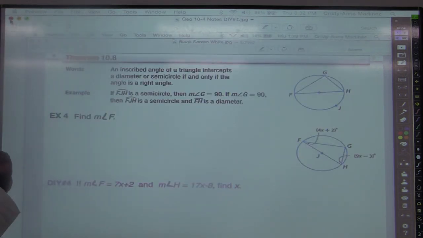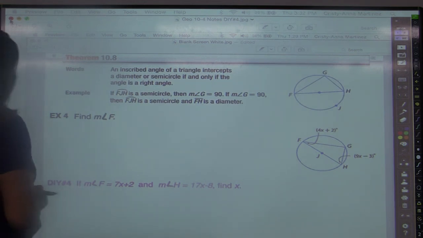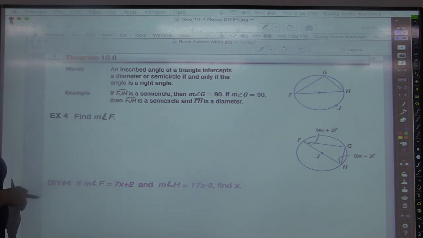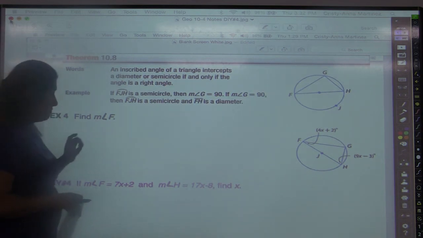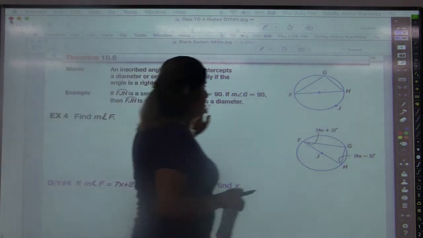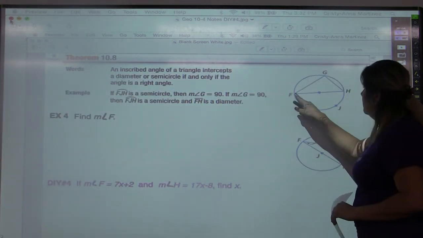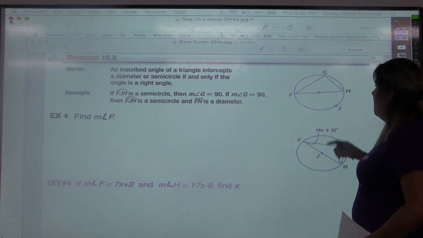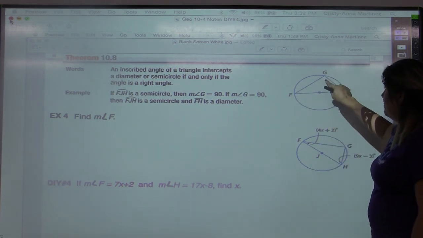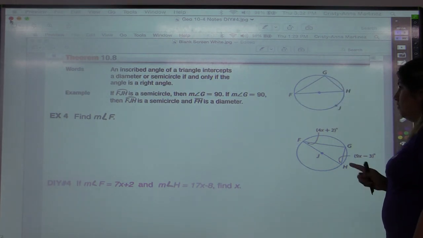Theorem 10.8. An inscribed angle of a triangle intercepts a diameter or semicircle if and only if the angle is a right angle. So the only way for there to be an inscribed triangle with an intercepted arc that's the diameter is if it's a right angle. So basically here's your intercepted arc, but it goes through the diameter or a semicircle, right? It's half a circle. And the only way for that to happen is for this angle here to be a right angle. That's what they're saying.